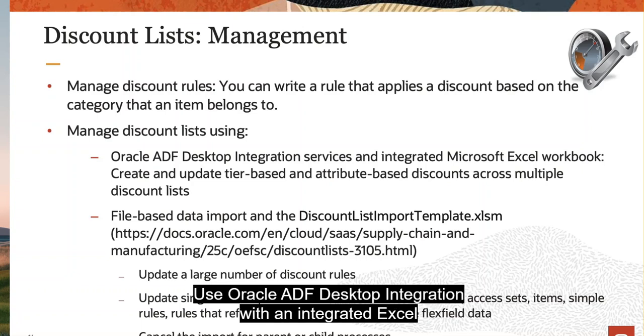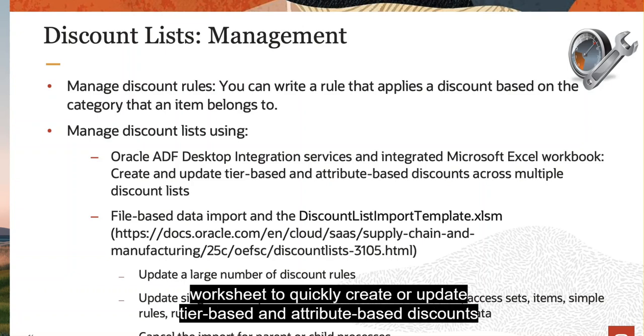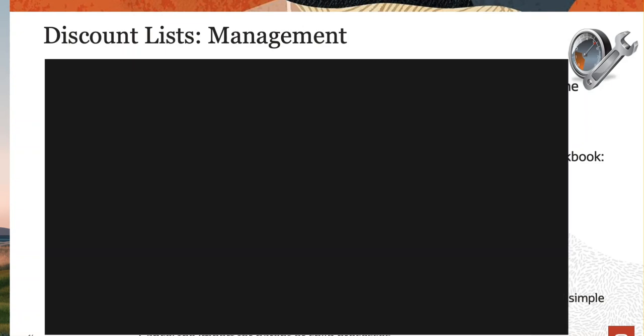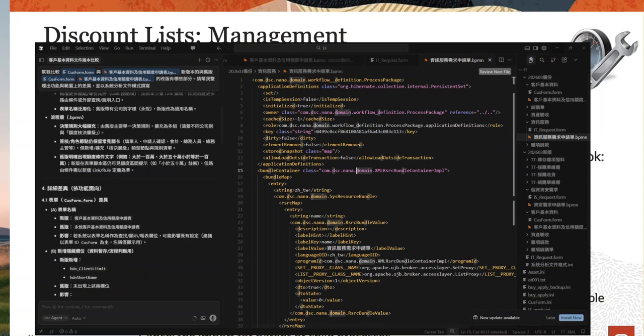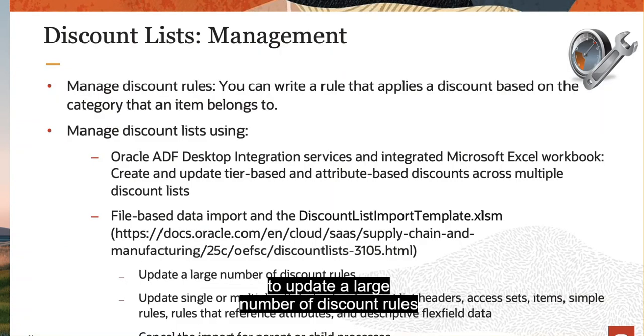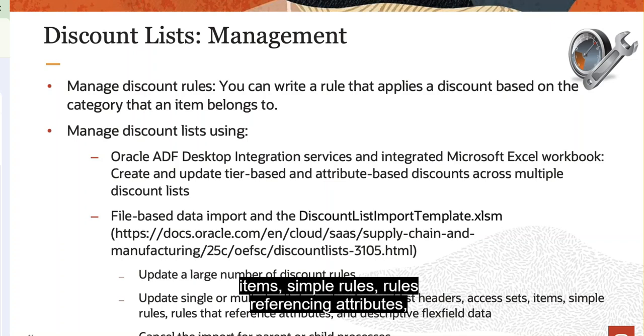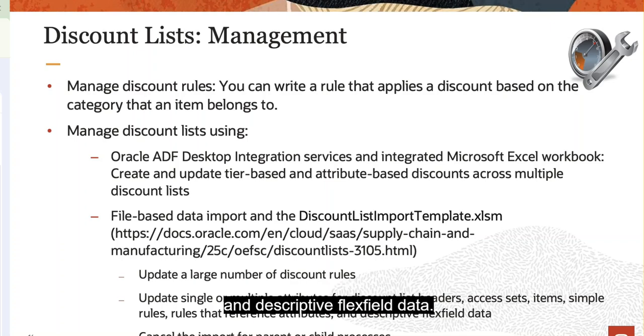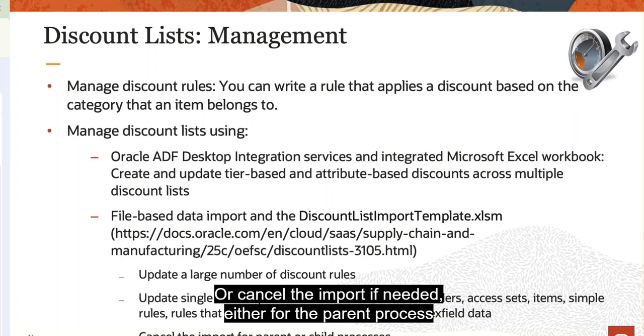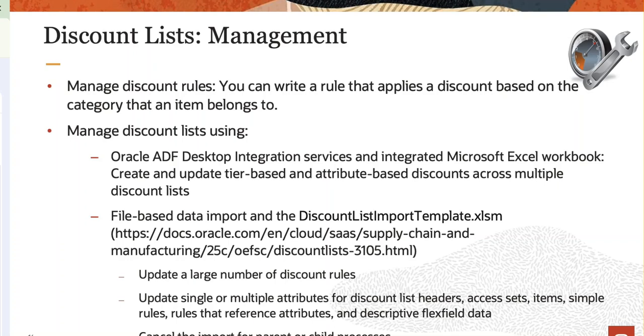Use Oracle ADF Desktop Integration with an integrated Excel worksheet to quickly create or update tier-based and attribute-based discounts across multiple discount lists. Or use file-based data import with the discount list import template file to update a large number of discount rules at once, change one or more attributes for discount list headers, access sets, items, simple rules, rules referencing attributes, and descriptive flexfield data. Or cancel the import if needed, either for the parent process or for any child processes. These tools make it much easier to manage and update your discount rules efficiently.